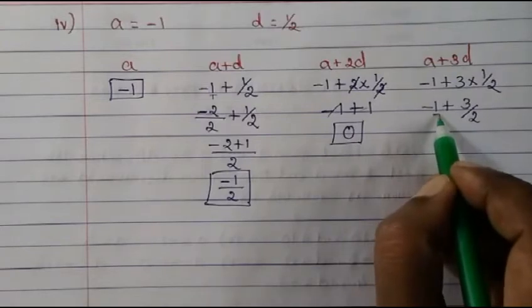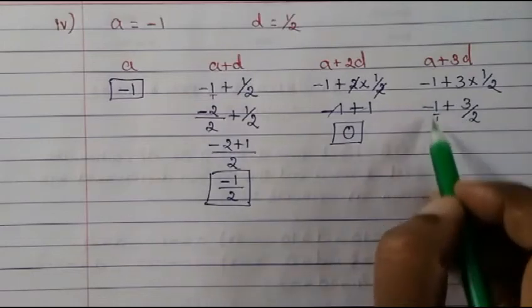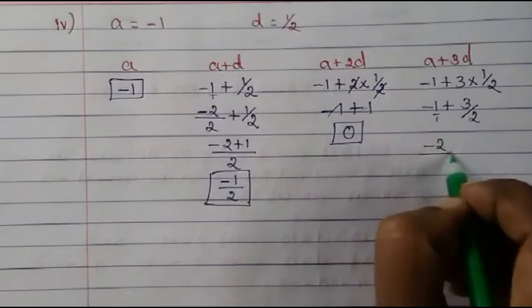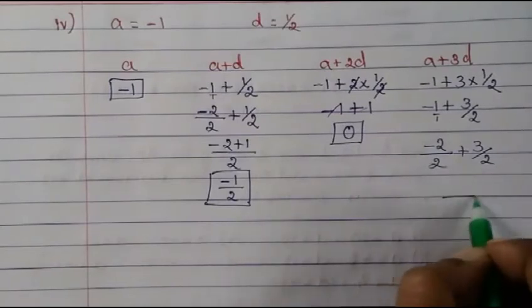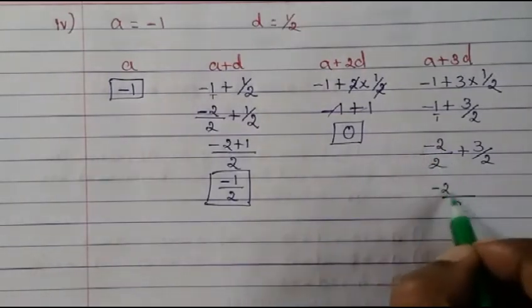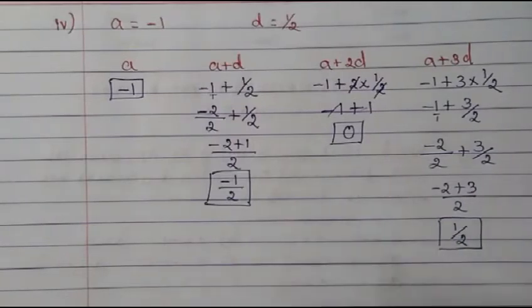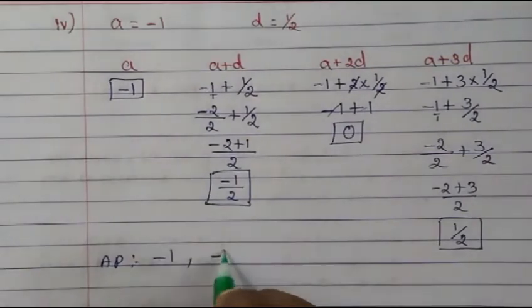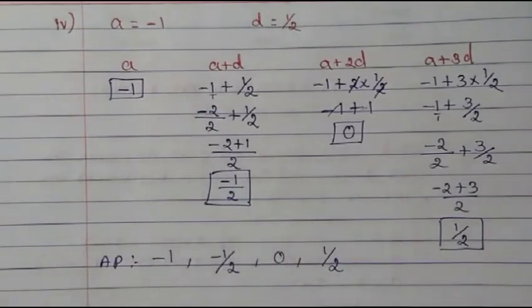So here we'll consider that there is 1. So let's take the LCM, because here we have 2 in the denominator. So both the sides will multiply with 2, so that we get 2 in the denominator. So we will get minus 2 upon 2 plus 3 upon 2. So now the denominator is same, so we take common, and then minus 2 plus 3 will give us 1 upon 2. So our AP series will be minus 1 upon 2, 0, and then 1 upon 2. So now let's do the fifth one.